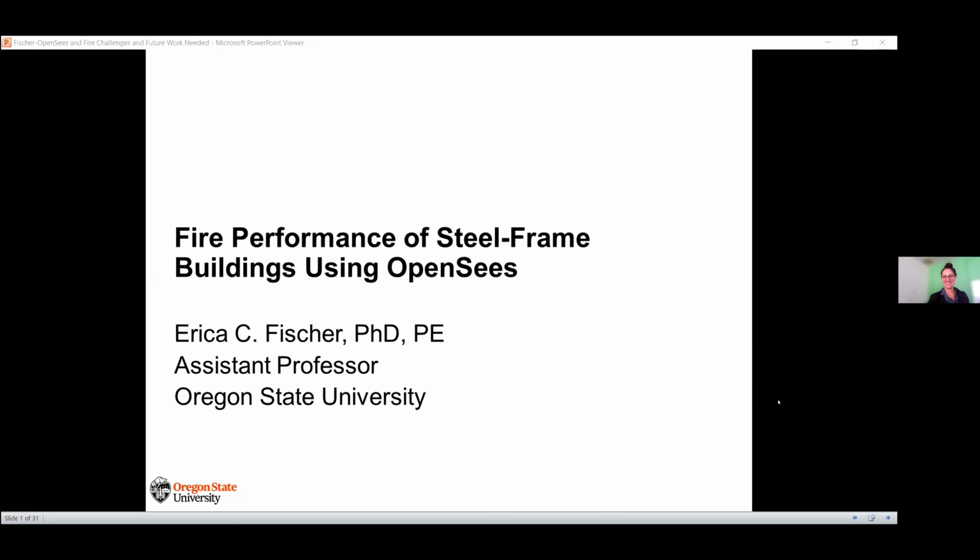Okay, all right. So your yearly update on modeling steel structures and fire in OpenSees. I'm going to try and skip over what we've previously done because there are some really fun and interesting things that we've done over the last year that I want to get to here.